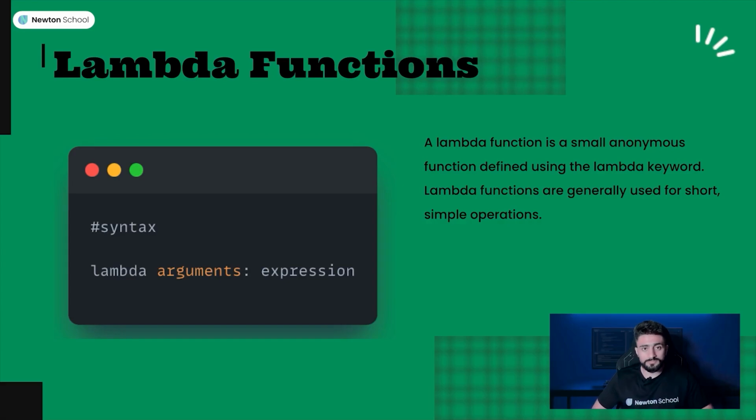Now, an important thing: the lambda function. A lambda function is a small anonymous function. Its length will be very small, defined using the lambda keyword. Till now we were using the def keyword. Now we are using the lambda keyword, and lambda functions are generally used for short, simple operations. Its syntax is, you don't need to use def, you use lambda, then you give the arguments, whatever arguments you want to give, and then the expression, the code.